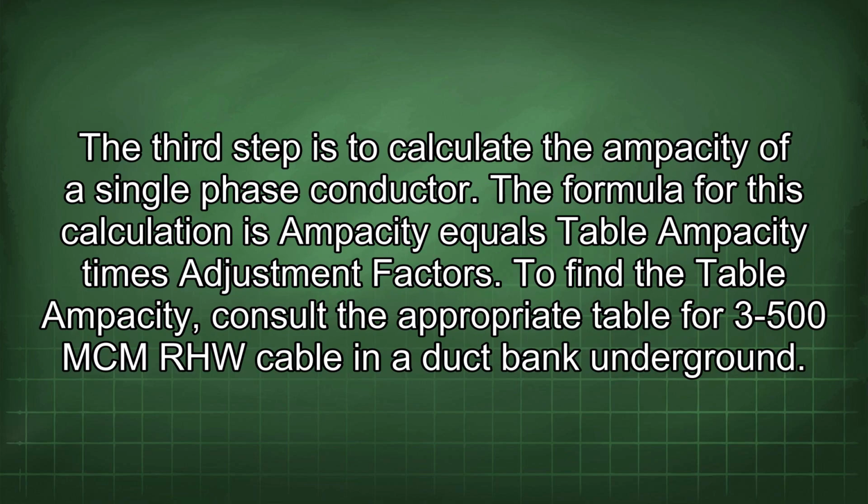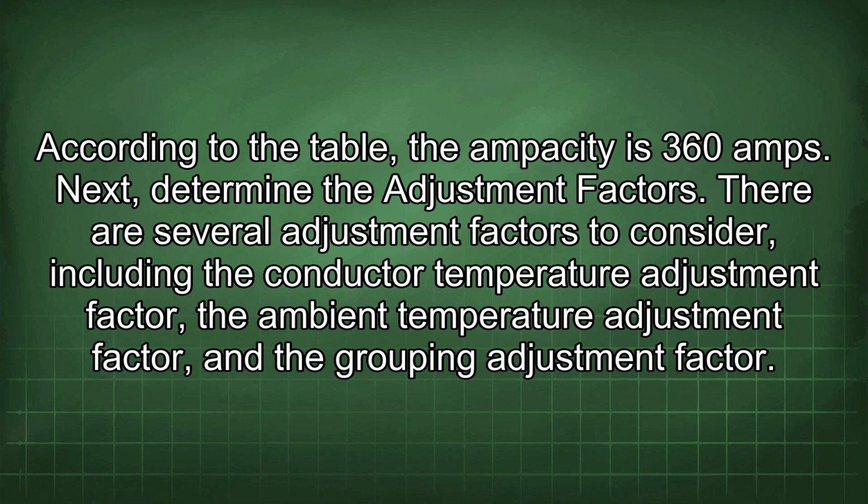The third step is to calculate the ampacity of a single phase conductor. The formula for this calculation is ampacity equals table ampacity times adjustment factors. To find the table ampacity, consult the appropriate table for 3-500 MCM RHW cable in a duct bank underground. According to the table, the ampacity is 360 amps.